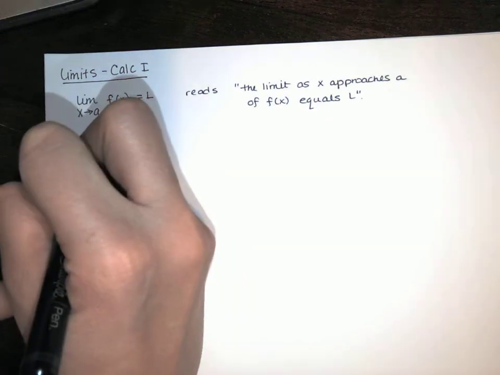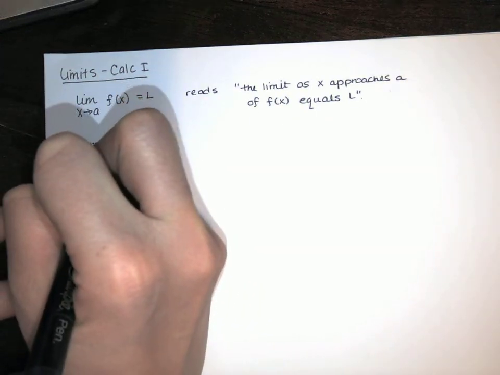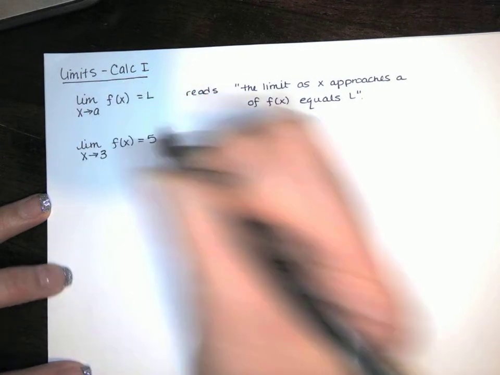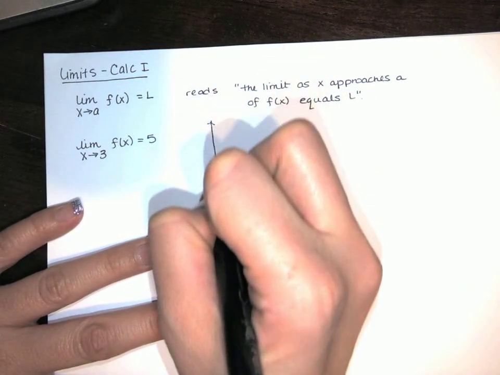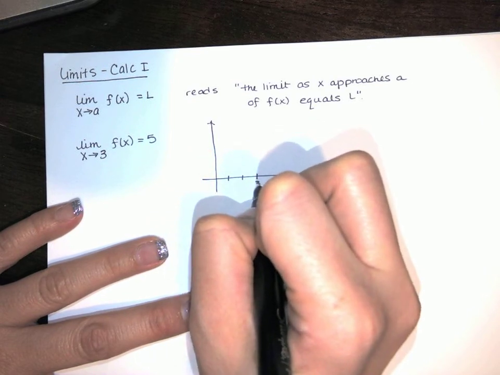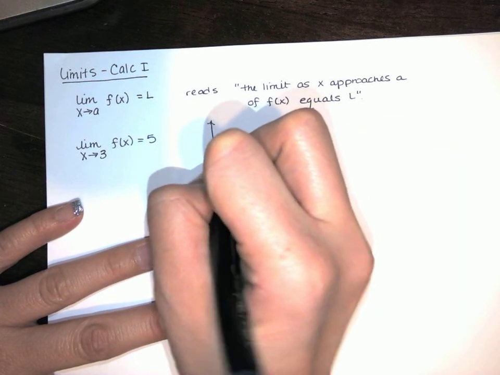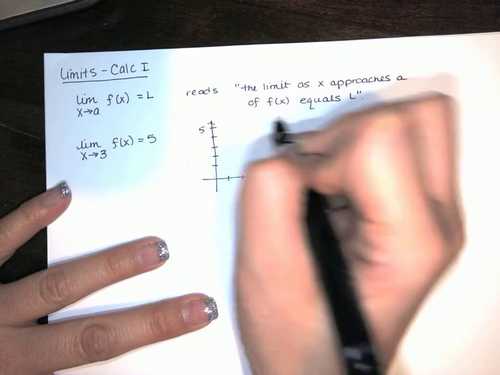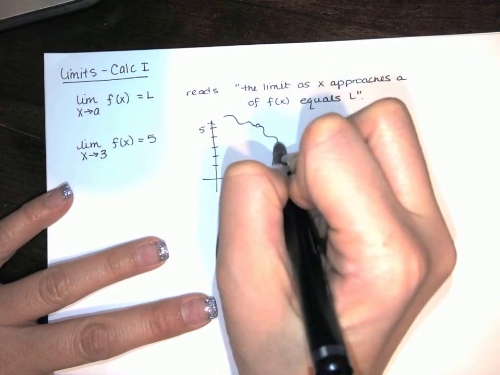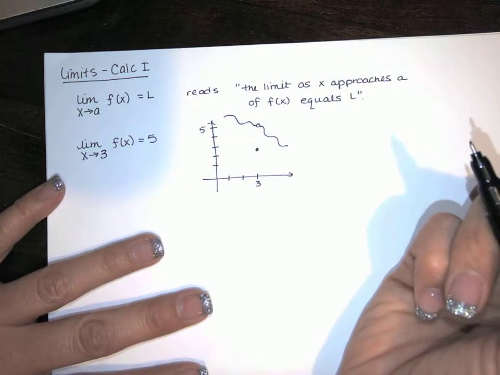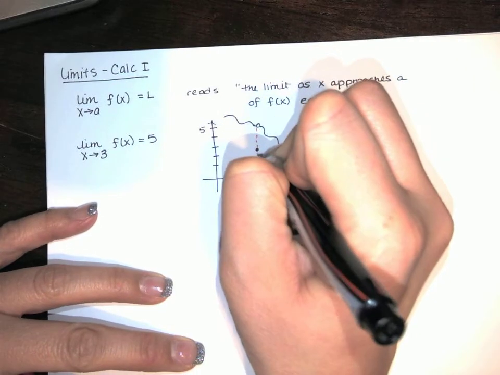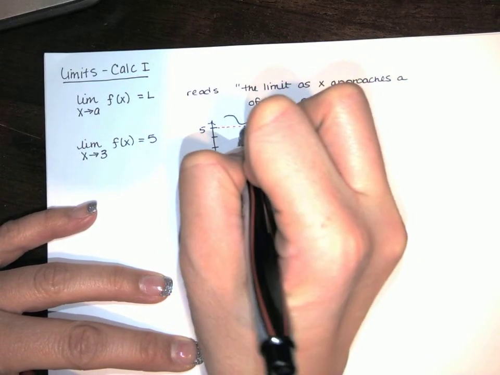So in particular, let me give you just an example. Let's say you've got the limit of f of x as x approaches 3 is 5. What we're saying is, as x gets close to 3, from either side, y gets close to 5. So maybe the graph looks like this. As x gets close to 3, the y value gets close to 5.